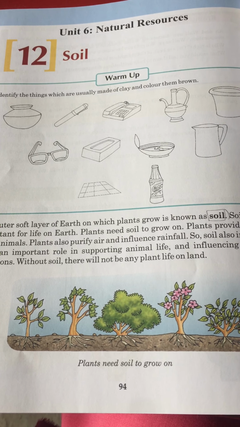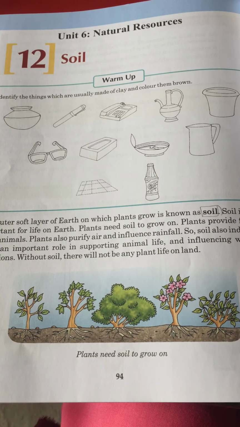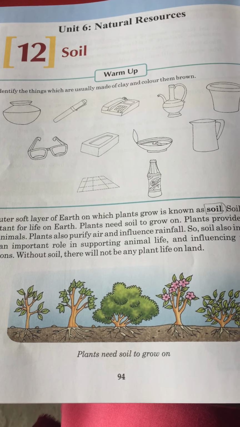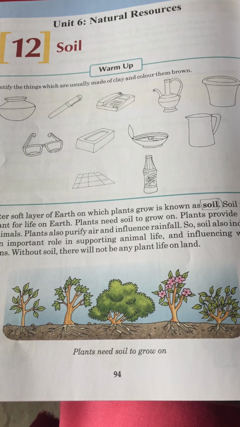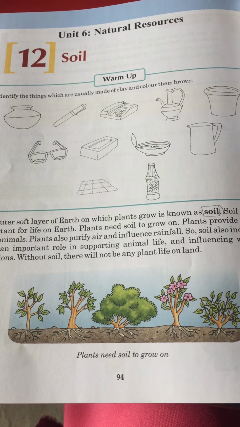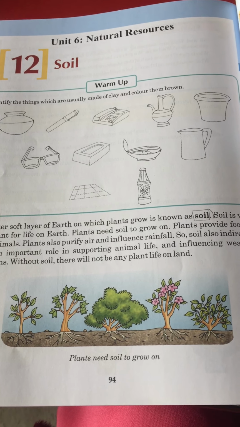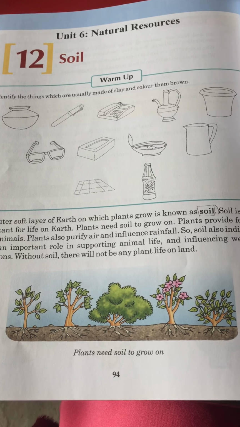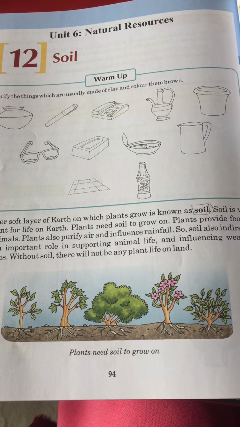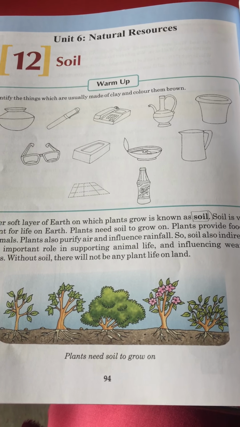Grade 4, we are going to start unit number 12 of science, and the unit is soil. Grade 4, do you know what soil is? If you see the earth, the outer layer of the earth which is very soft, that layer is the soil. On that layer plants grow, and on that layer animals move, we move. So this is the soil.